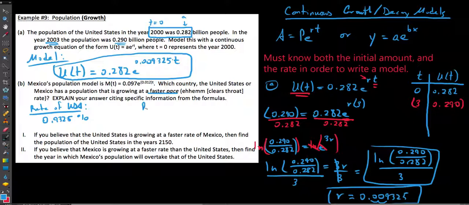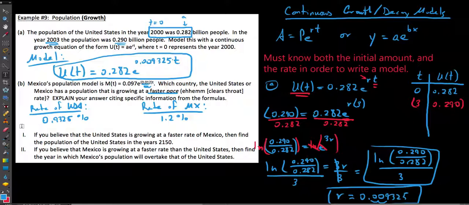Now, when you look at the rate of growth of Mexico, you look at their model and the rate right here, it's 0.012. In other words, if we move that decimal twice to the right, we end up with a 1.2% rate. And so this one's pretty simple to make up our minds on here. It looks like the rate of growth of Mexico's population is higher than the rate of growth of the United States population here. And so when it says explain your answer citing specific information, I'm actually going to make sure that I get some really nice text here.